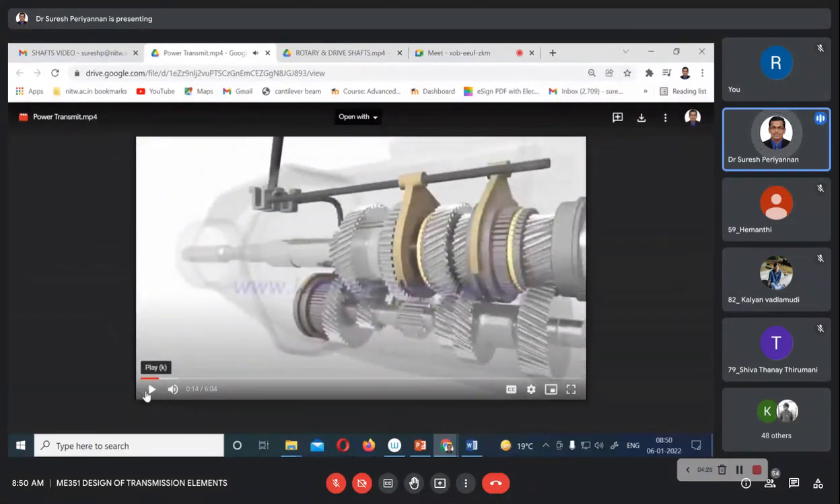This is an example of a countershaft. I hope you're able to see my cursor. This is one shaft. The top shaft is connected to multiple gears, and the bottom shaft is connected to multiple gears. These two shafts are used for power transmission. This kind of system design is a countershaft.